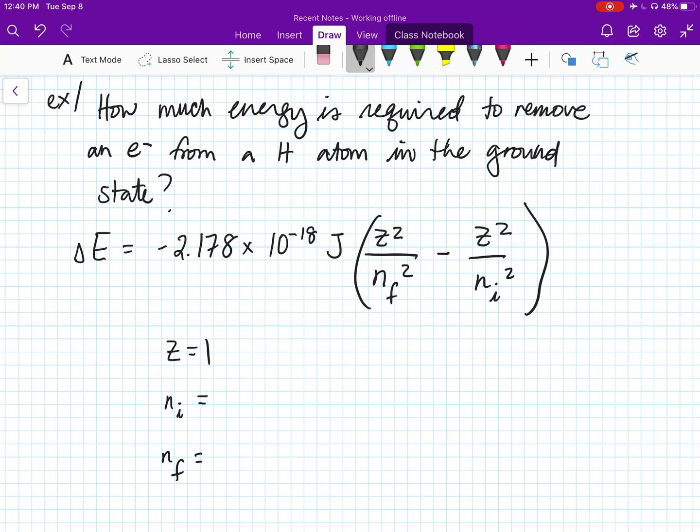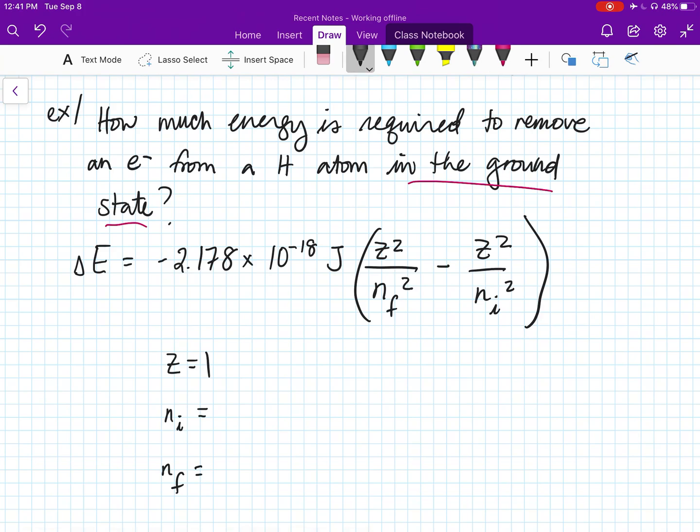So we want to remove an electron from a hydrogen atom in the ground state. Now, the ground state is the lowest energy state. That's n equals 1. So we can say that the initial n value is going to be 1 because that's going to be what the ground state is.